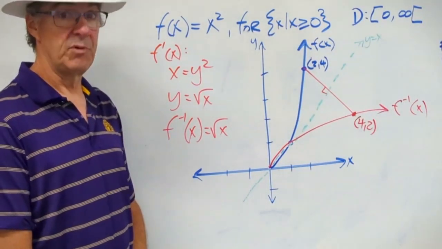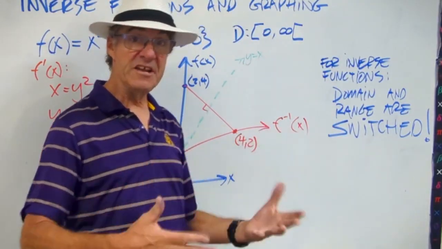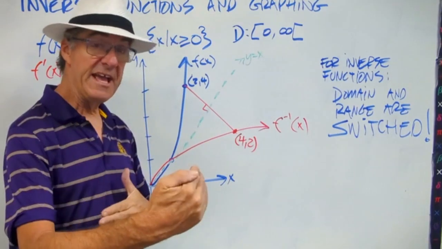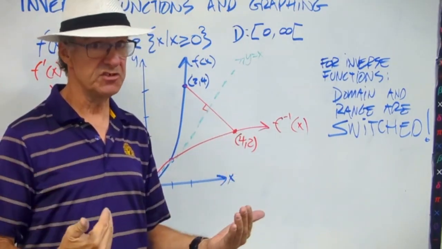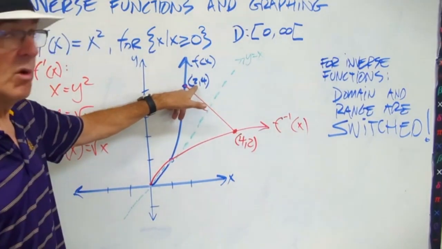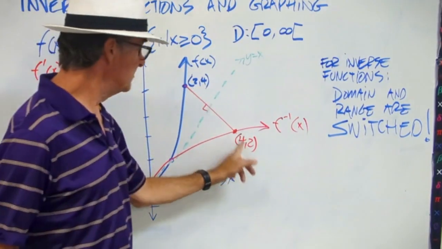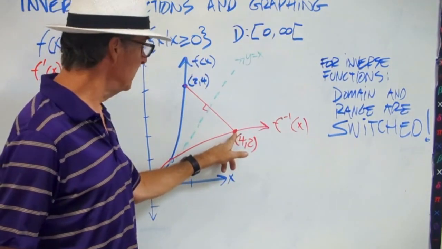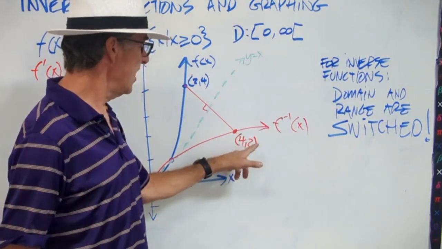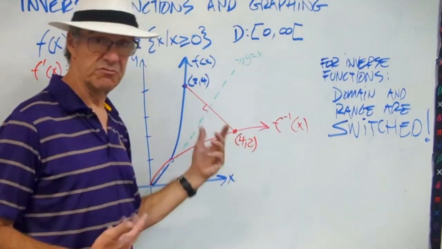One last point. I'm going to call your attention to this over here. For inverse functions, the domain and the range are switched. And you can see that pretty clearly here. For this point, 2 is the domain, 4 is the range. We've switched it for the reflected point. So now we have 4 and 2. Okay, so 4 is the domain, 2 is the range.